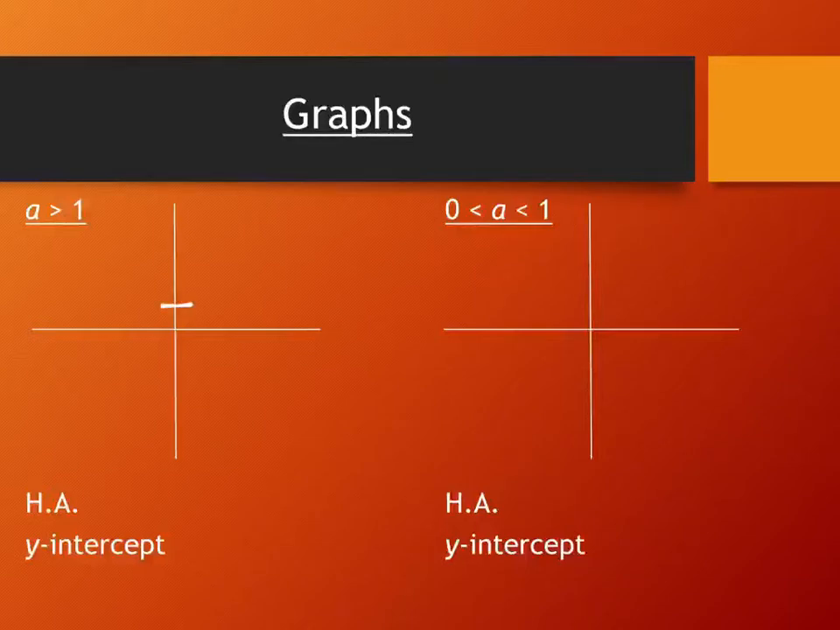Both of them cross the y-axis at 1. Okay, so we're going to plot a y-intercept of 1. But if your base is actually bigger than 1, then you have an increasing function, which means it looks like this, roughly speaking. And if your base is a fraction between 0 and 1, then you actually have a decreasing function, and it looks something like this.